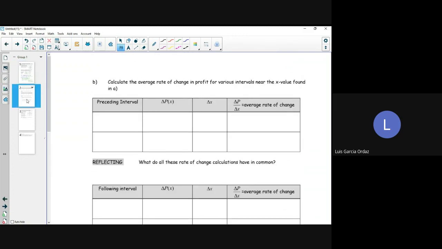Okay, now we want to do the same thing. So we want to calculate the average rate of change in profits for various intervals near the x value found. Okay, so we know our x value is equal to 15. So we are going to take a preceding interval close to 15 to figure out the average rate of change. So we'll take x between 15 and 14.9. So remember, 14.9 is to the left of 15.